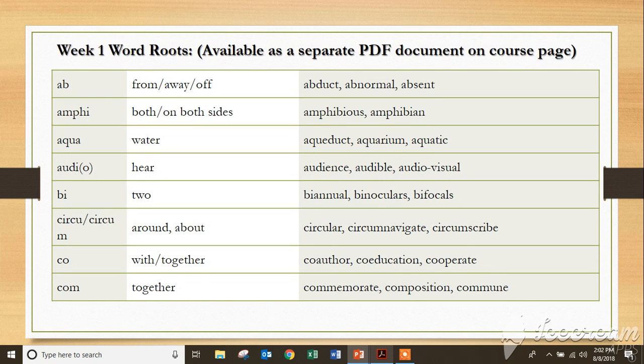All right, these are the week 1 word roots. This is also available as a separate PDF document on the course page. You can either pause the video and study them here, or you can go ahead and open that PDF.